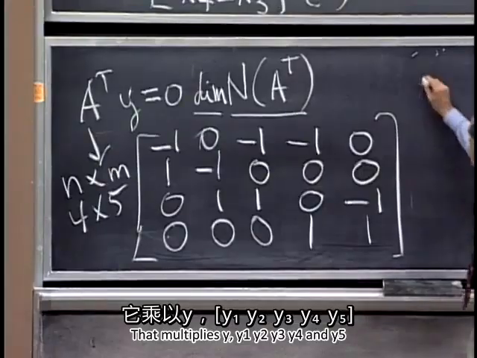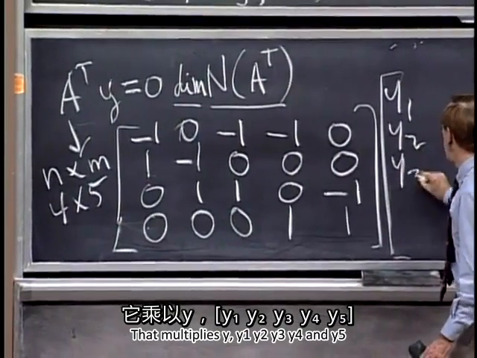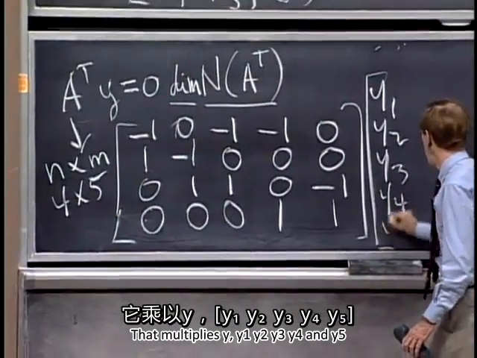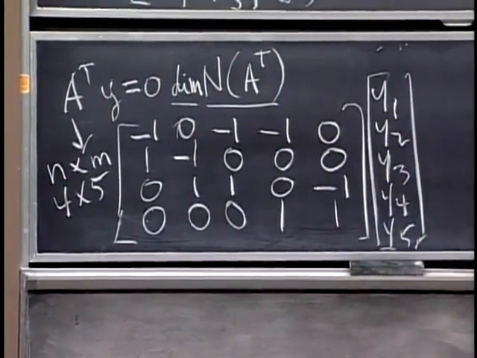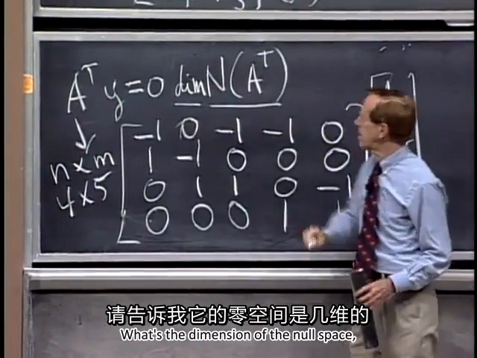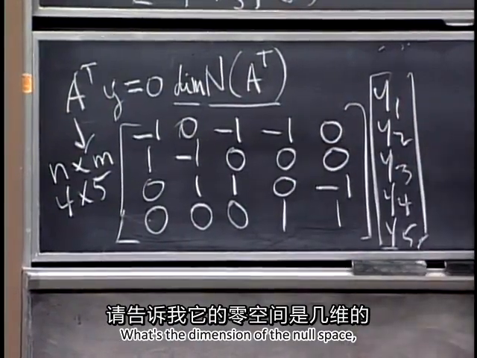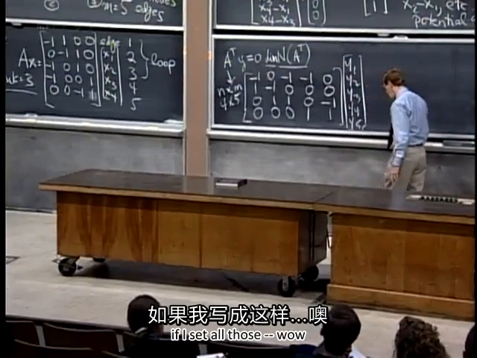That multiplies y: y1, y2, y3, y4, and y5. Okay, now you've had time to think about this question. What's the dimension of the null space?